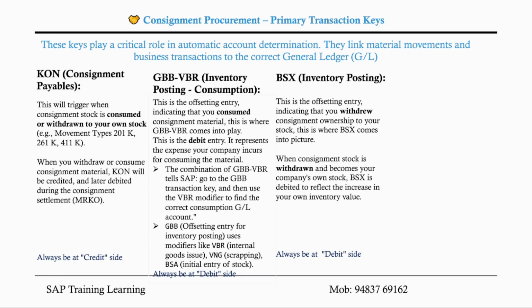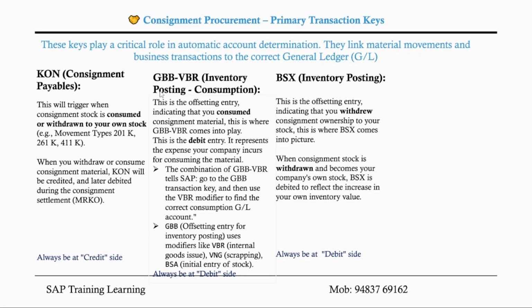consignment procurement type. So the main transaction key is consignment payable, KON, which means whenever you start consuming the consignment stock, this account gets triggered, indicating that you are liable to pay the vendor. Okay, when you withdraw or consume consignment material, KON will be credited, right? And later, this KON will be debited when you do the MRKO settlement.